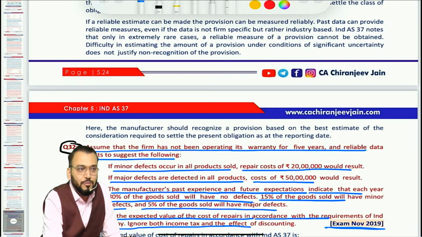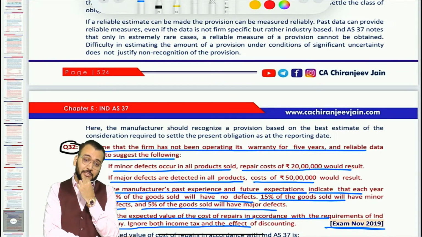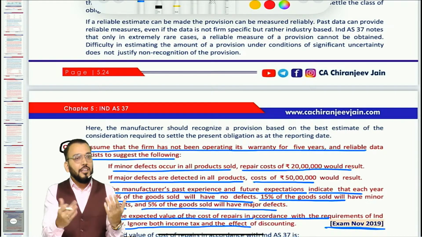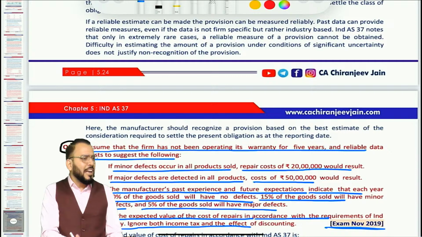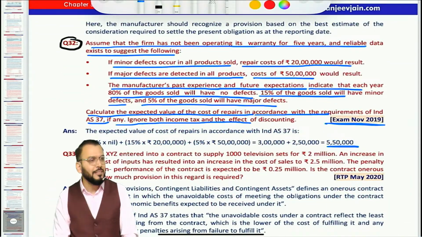In exam, if any question comes, can't you write? In exam what do you think? This is out of syllabus, I will not write. Why will you not write? Any question will be from the syllabus only. Even if you don't know, just try to attempt it. And I think all of you have calculated this amount only.